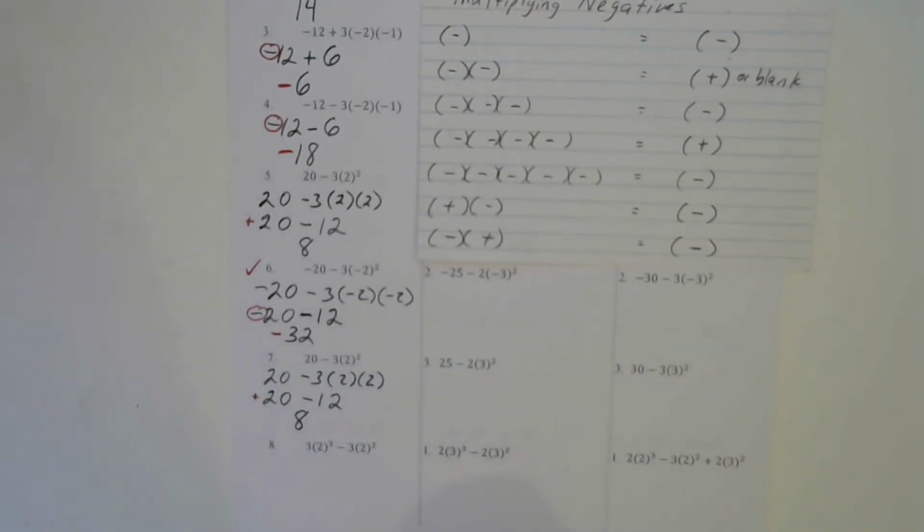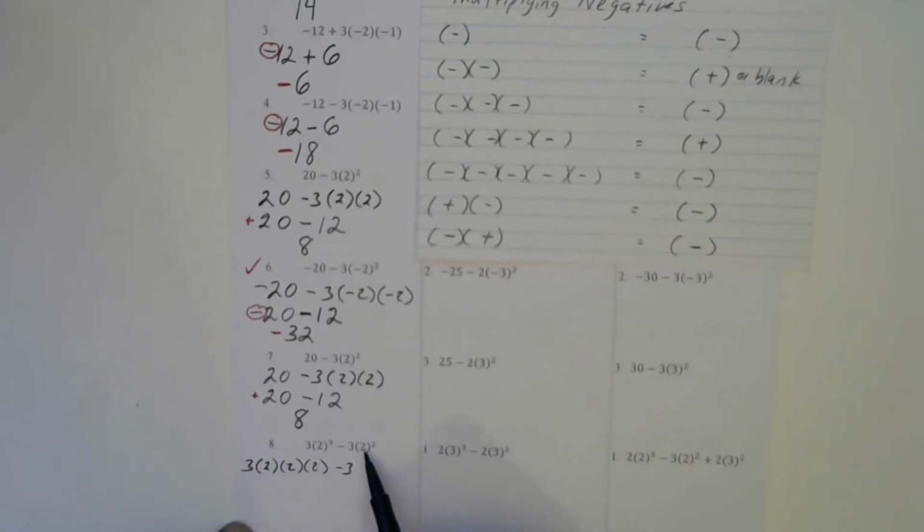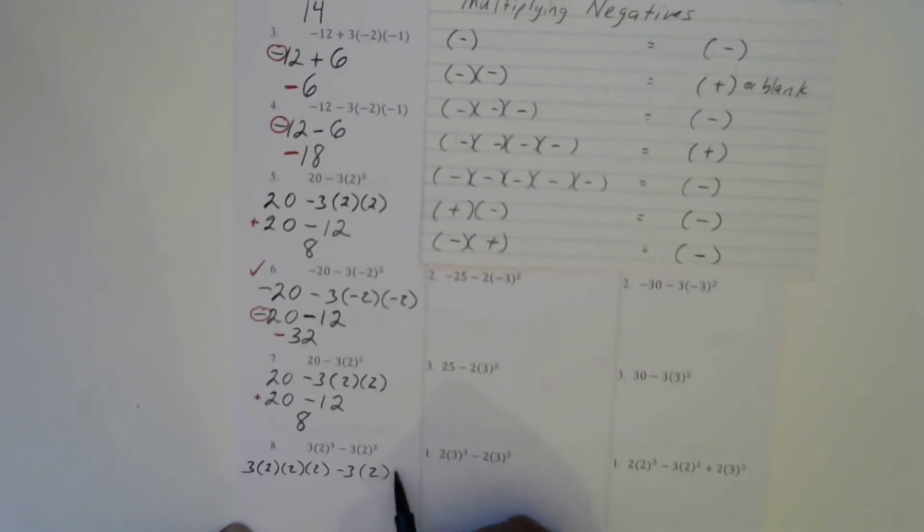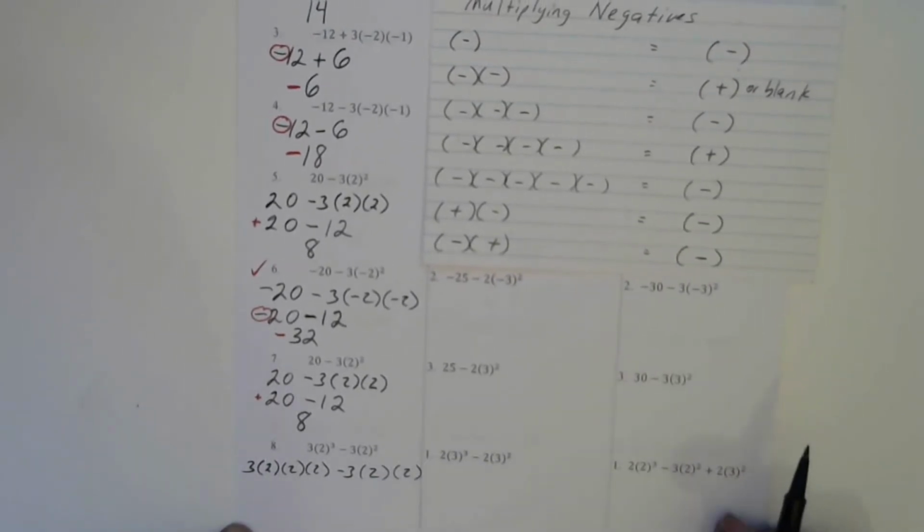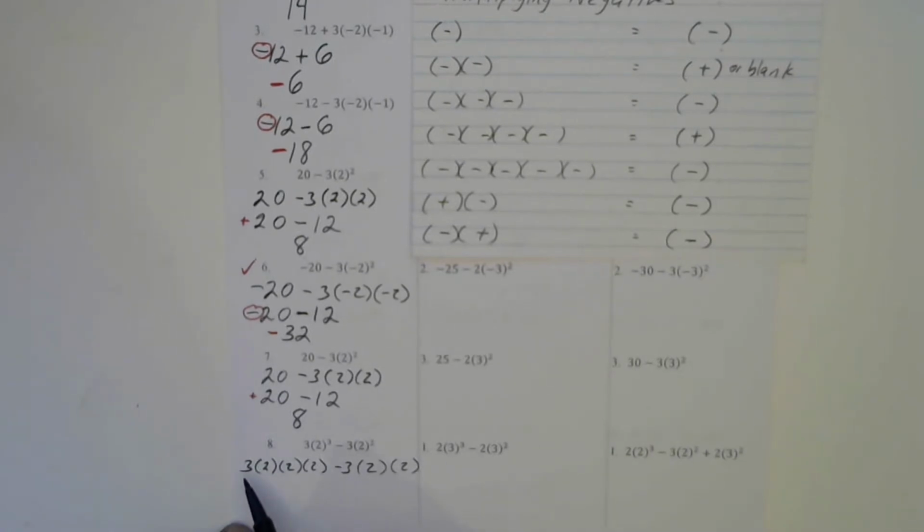Next, we have lots of expansion this time. We have a 3 followed by 2's, and we're going to write 3 of them. So 2, 2, and 2. Then a negative 3, followed by 2's, but we're going to have 2 of those because of the exponent. 2 and 2. Okay, now let's multiply. 3 times 2 is 6, 6 times 2 is 12, and 12 times 2 is 24.